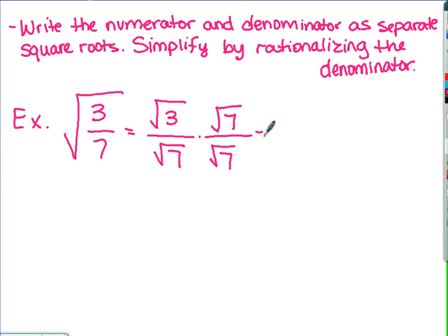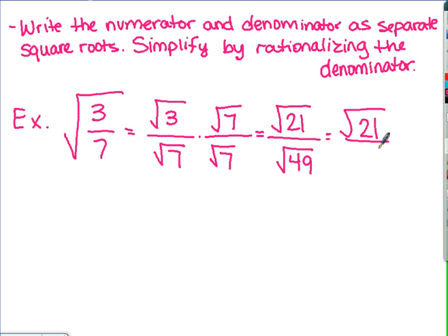The square root of 3 times the square root of 7 is the square root of 21. And the square root of 7 times the square root of 7 is the square root of 49. Well, that now gives us a perfect square, and it simplifies to root 21 over 7. So we write the numerator and denominator as separate square roots, and then simplify by rationalizing the denominator. We're going to add something to it.